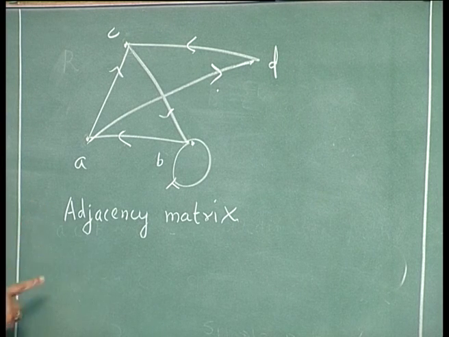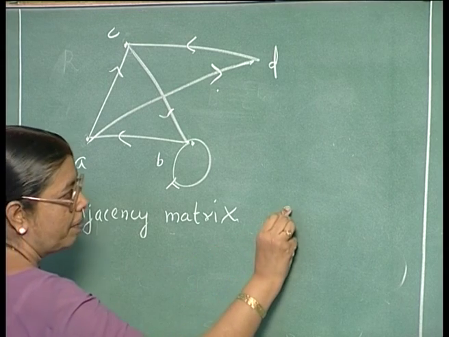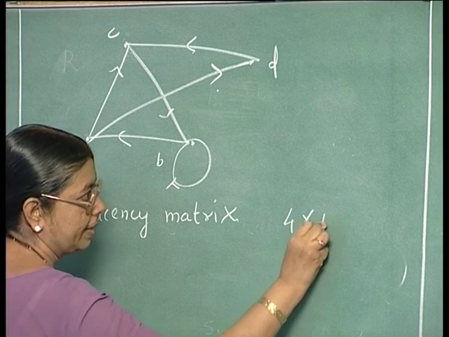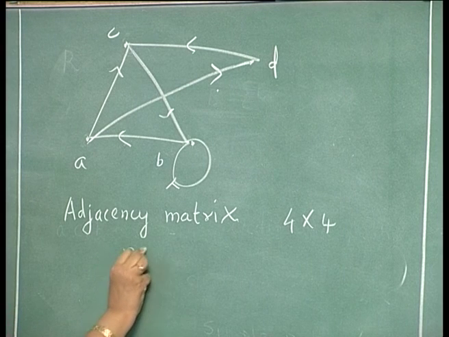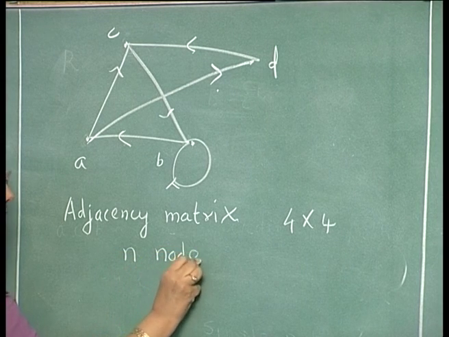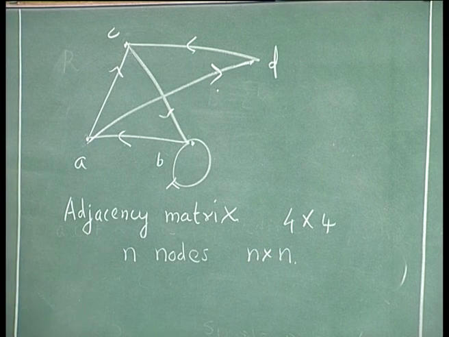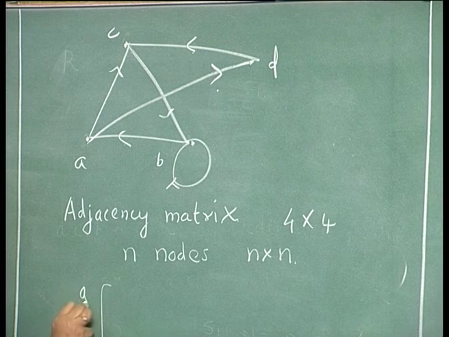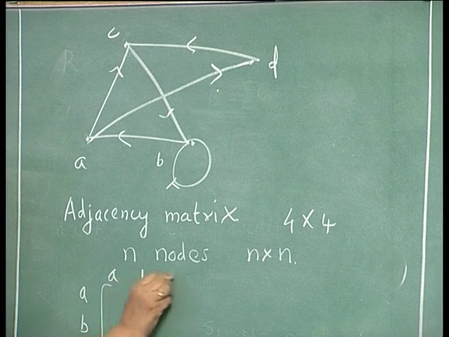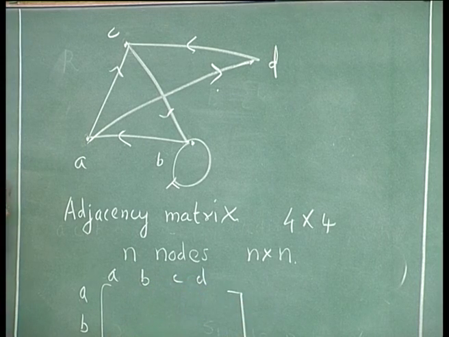Now, there are 4 nodes, so it will be represented by a 4 by 4 matrix. In general, if there are n nodes, the adjacency matrix will be represented by an n by n matrix. Now, let us see how this graph can be represented. You have A, B, C, D in the column, and you also have A, B, C, D in the row.